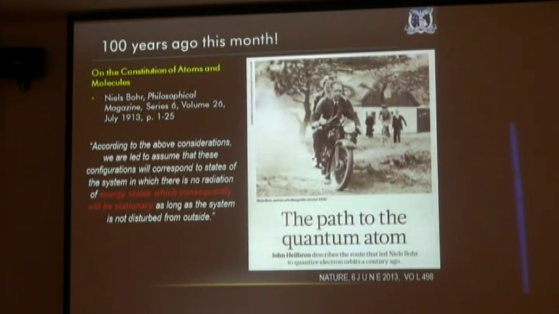But the fundamental idea in this paper was that according to the above considerations, where he was discussing problems with the structure of atoms that were very poorly understood at this time, we're led to assume that these configurations will correspond to states of the system, by which he means the electrons in orbit around the nucleus, in which there is no radiation of energy states, which consequently will be stationary. And so for the first time, the idea of having an electron, which is a particle, somehow orbiting, but somehow not orbiting at the same time, was made public. And this created a lot of controversy, as long as the system's not disturbed from outside.